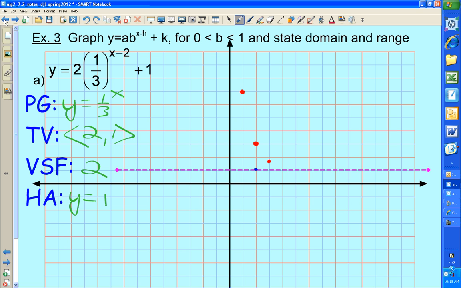Parent graph is right 0 up 1. Do you agree with that? Yeah. After the word up, what did I say? 1. Whatever comes after the word up in the parent graph, multiplied by the vertical stretch factor, 2. Okay. So we're going to go right 0, up 2.